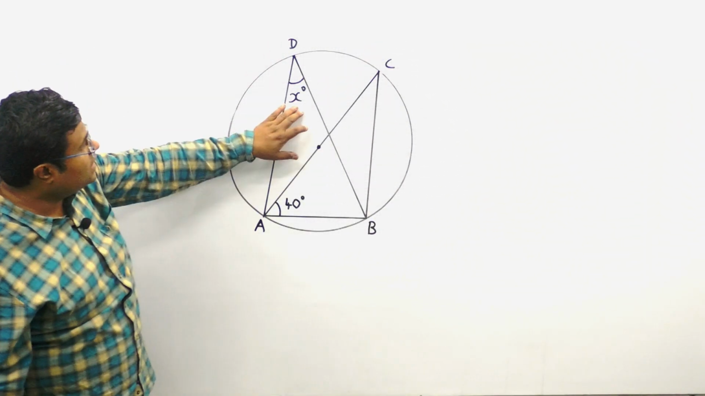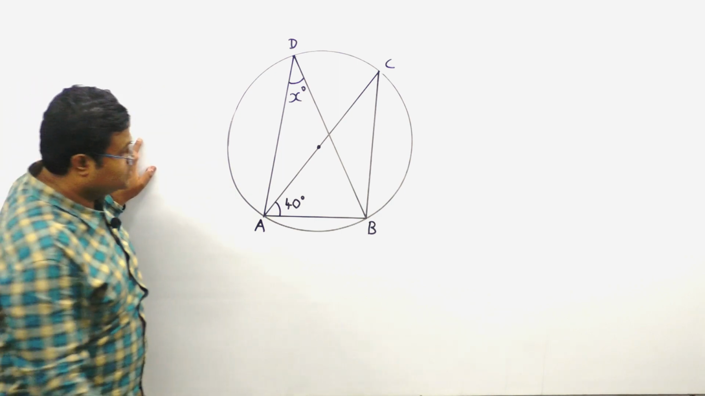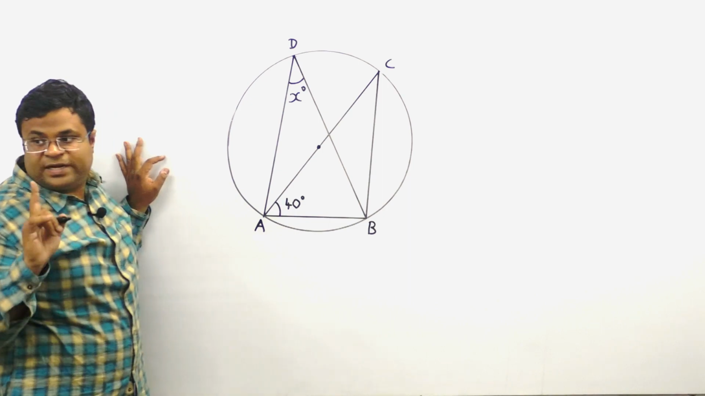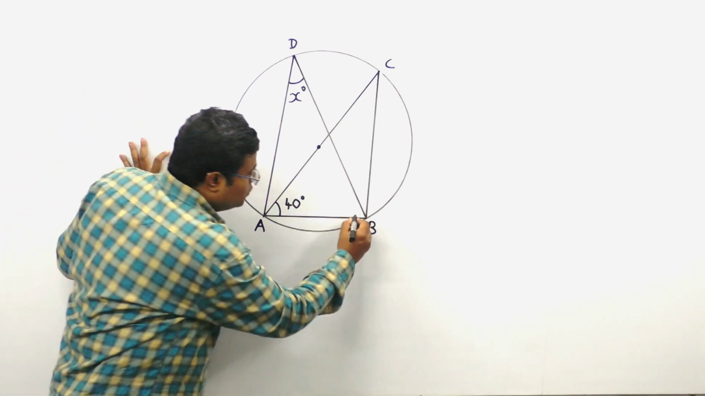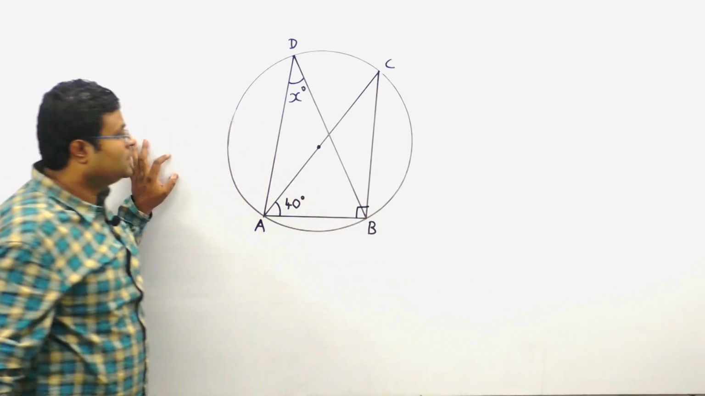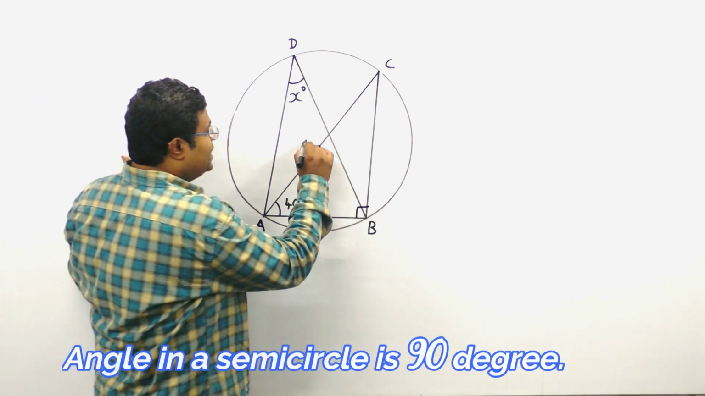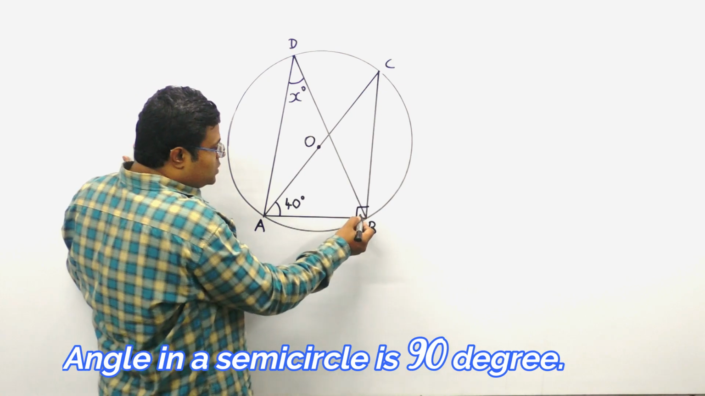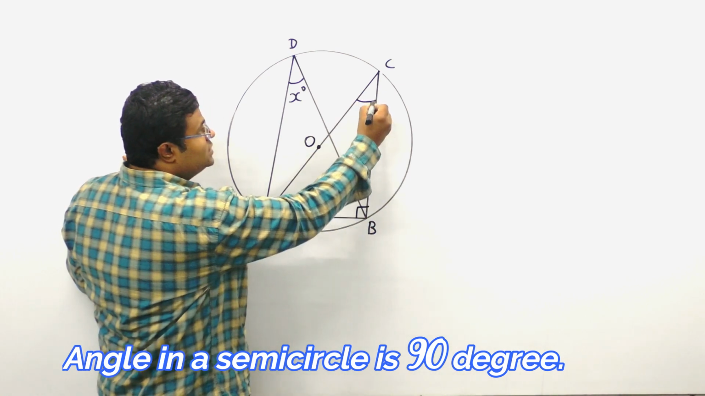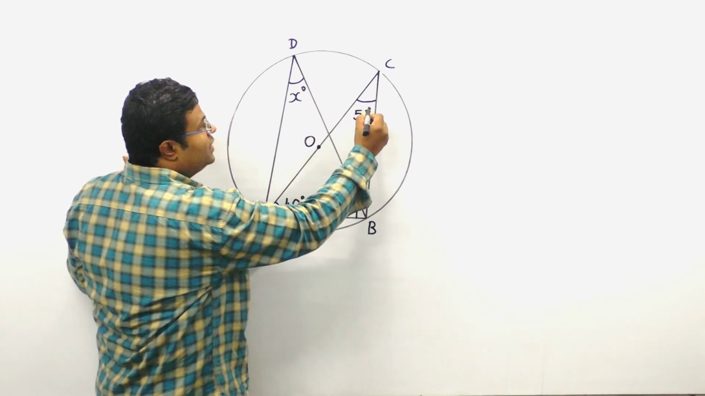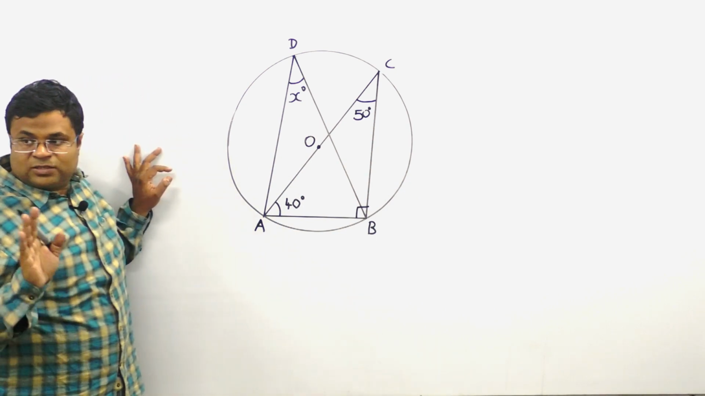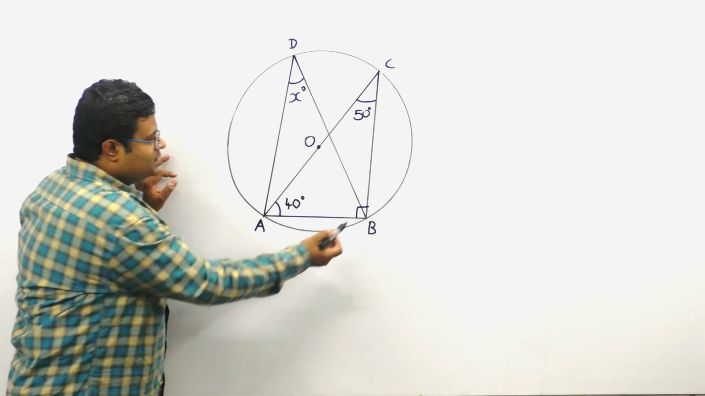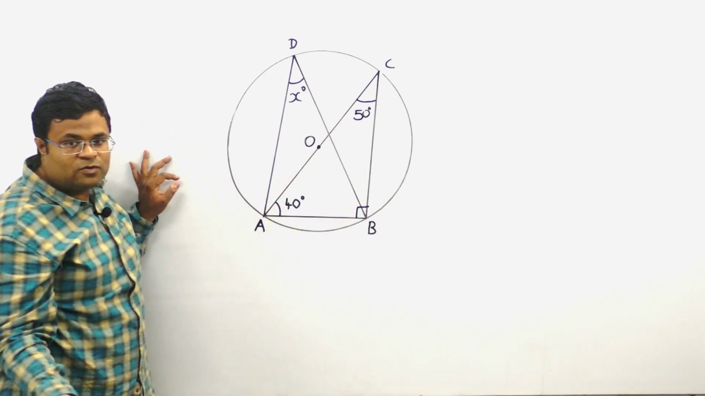So here they are asking us to find the value of x. See, AC is the diameter because it is passing through the center O. So what will be this angle? 90 degrees. So that is 90 degrees, this is O, this is 40 degrees. So if we use the angle sum property, this angle will be 50 degrees. Understood or not? Angle sum: 90 plus 40 plus 50 will be equal to 180.